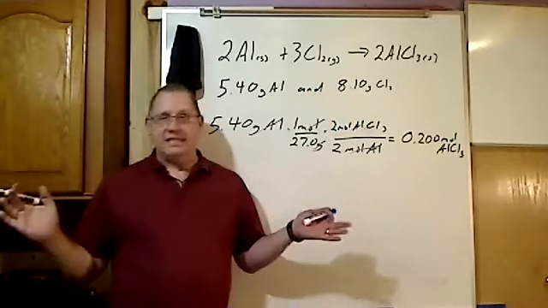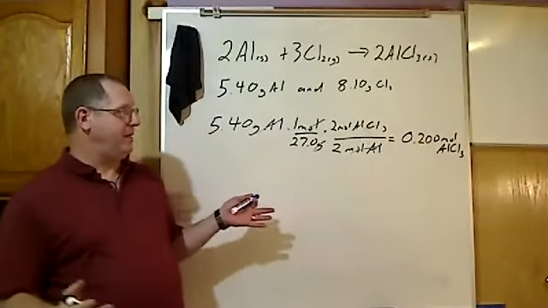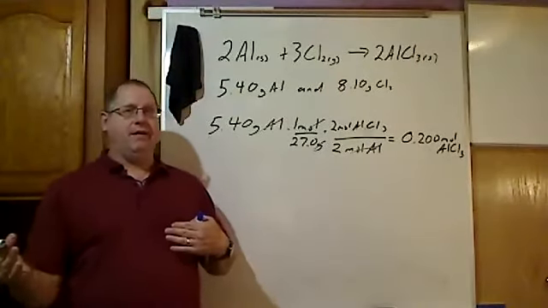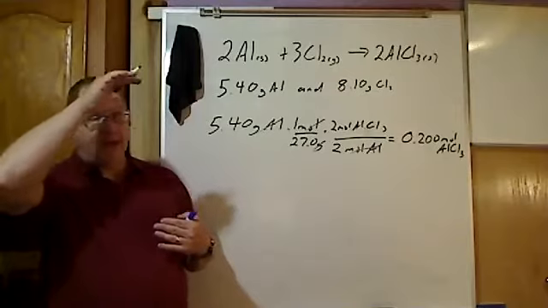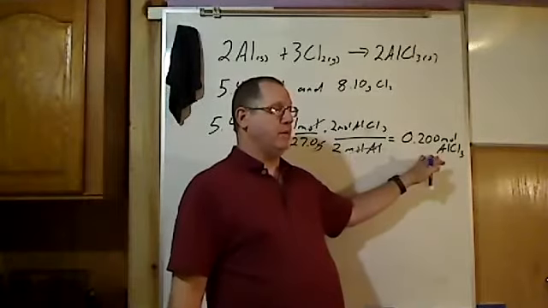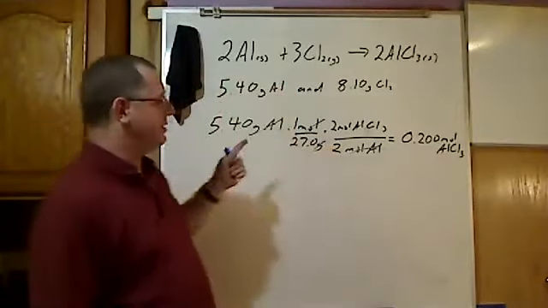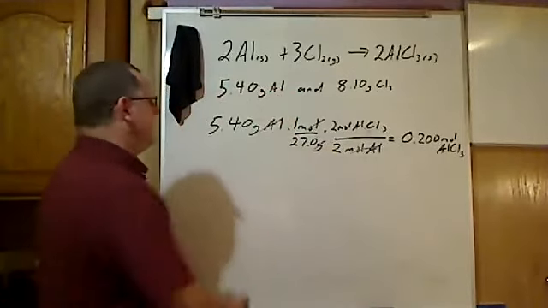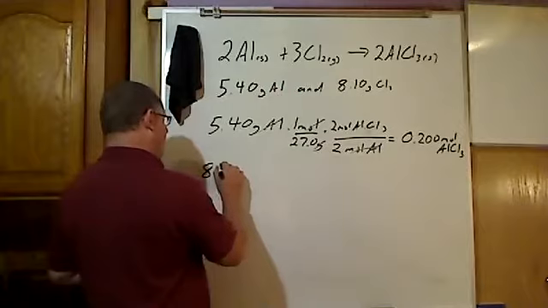Now, that is not necessarily the amount I'm going to end up with. That's if I use all the aluminum. What happens if I have more chlorine? If I have an excess of chlorine, this will be the amount of aluminum chloride. However, let's see if the aluminum is the limiting reagent or if the chlorine is.